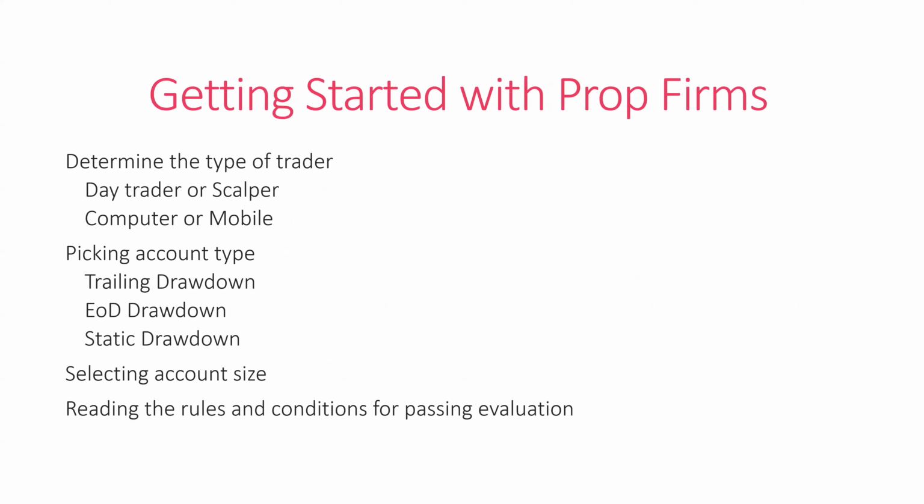All right, so if you want to get started with prop firms, you want to decide exactly what type of trader you are, whether you're a day trader or a scalper. Then whether you like trading on your computer or mobile. After that, you want to pick what type of account you want. Do you want the trailing drawdown, end of day drawdown, static drawdown? Then after that, you want to pick the account size. The bigger the account, the better, because if you enter a trade and it's not going your way, you have more room to make errors.